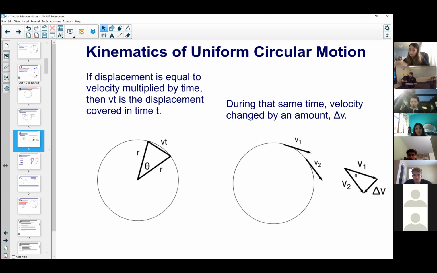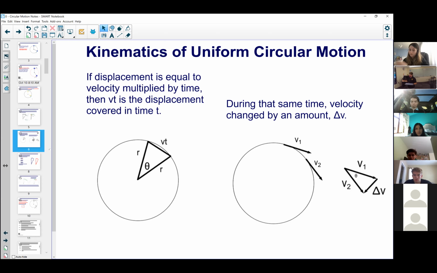Velocity is a vector, so it must have a magnitude and a direction. The magnitude of an object's instantaneous velocity is its speed. V equals 2 pi r over period. If an object is in uniform circular motion, the direction of its velocity is always changing. The velocity is tangent to its circular motion.